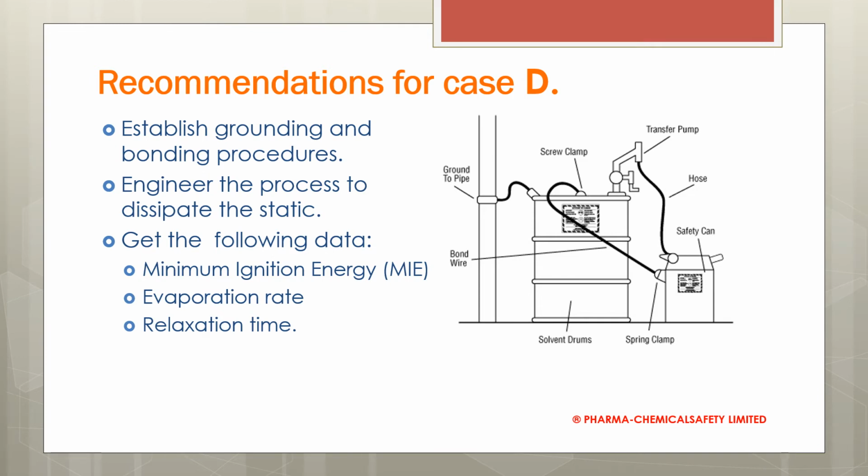What are the recommendations from case D? Establish the grounding and bonding procedures, and engineer the process to dissipate the static. Get the following data: minimum ignition energy. That is very important. Normally, a good practice is to get the minimum ignition energy data for flammable liquids, evaporation rate, and relaxation time, because that tells you the minimal voltage you need to start an ignition. Then you design your static dissipation systems based on that number.